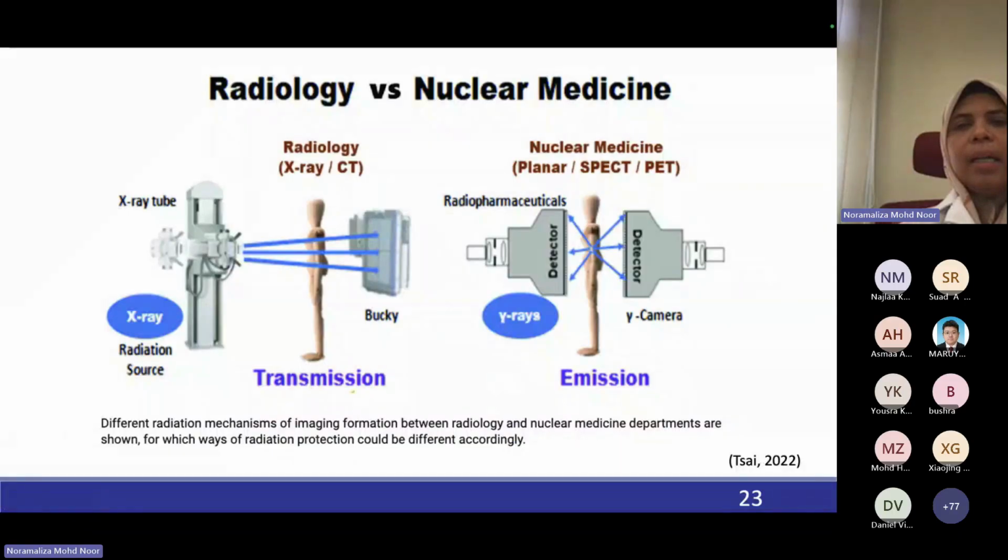So this is the comparison between radiology, which we call transmission imaging, and SPECT, which we call emission imaging.